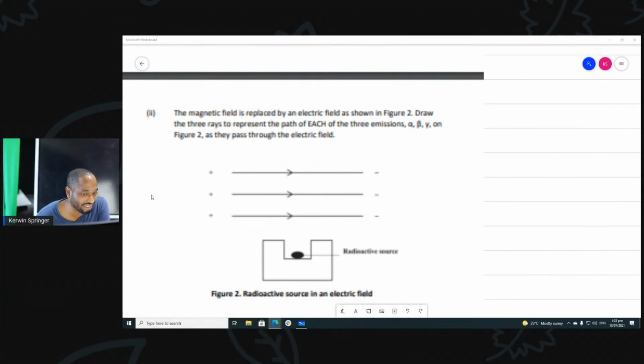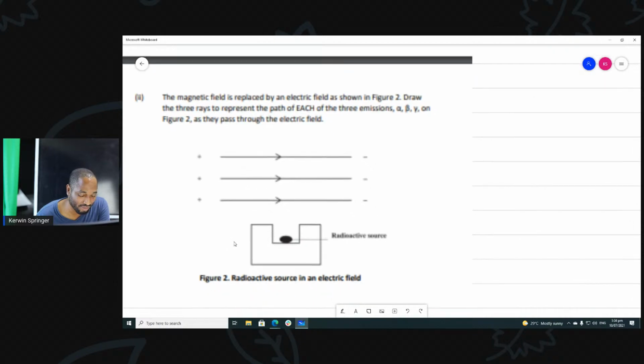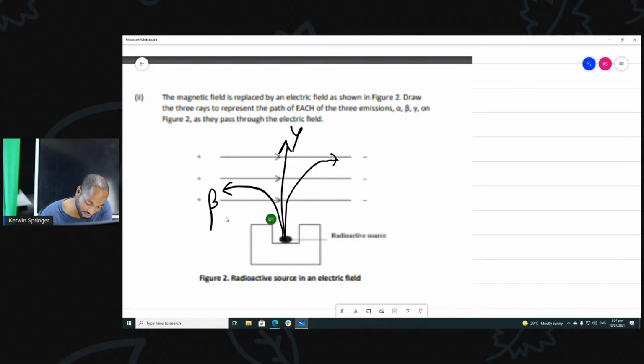Yes, so remember the beta is a fast moving electron, right? So we expect the beta to just fly to the left. Beta left, gamma nothing. Gamma once again unaffected. The beta, we expect it to be very quickly attracted there as compared to the alpha, which is attracted there too.